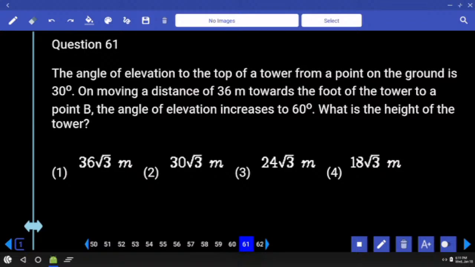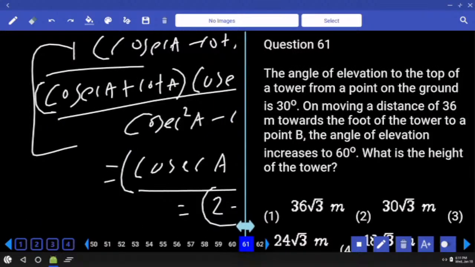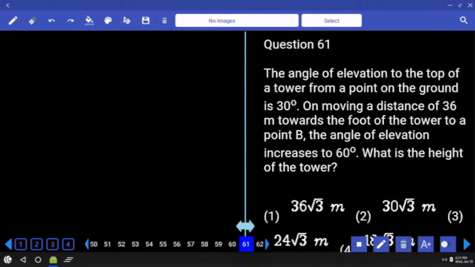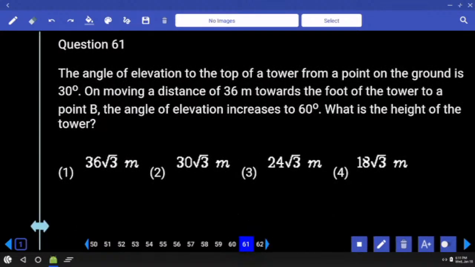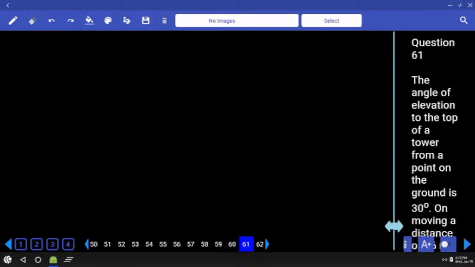Okay, the angle of elevation of the top of a tower from a point on the ground is 30 degrees. On moving a distance of 36 meters towards the foot of the tower to a point B, the angle of elevation increases to 60 degrees. What is the height of the tower? Very simple.